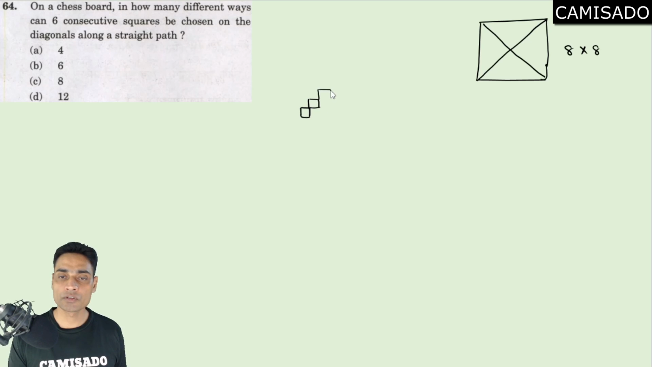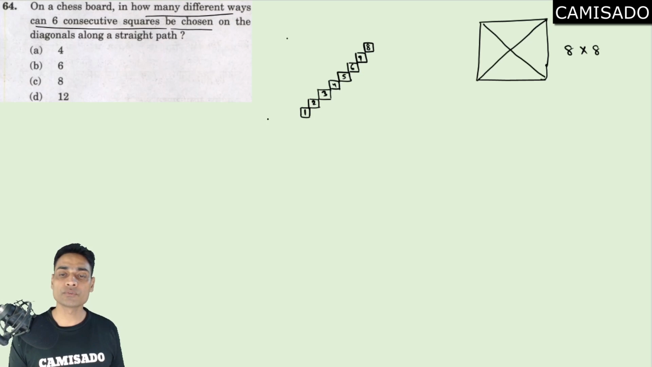2, 3. I am not making the complete chessboard. I am just making those boxes which are lying on the diagonal. It's 5, 6, then 7, and 8. So if you want, write the numbers 1, 2, 3, 4, 5, 6, 7, and 8. This completes your diagonal part. And how many square boxes are there on the diagonal? 8. 8 on this side, and similarly 8 on the other side. First discuss this only. What it's saying is, in how many ways can 6 consecutive squares be chosen? We have to choose 6 squares from here to here.